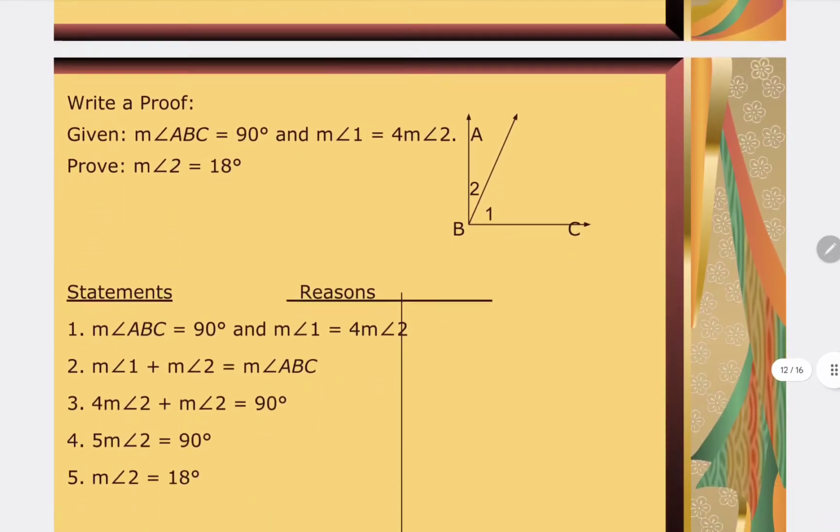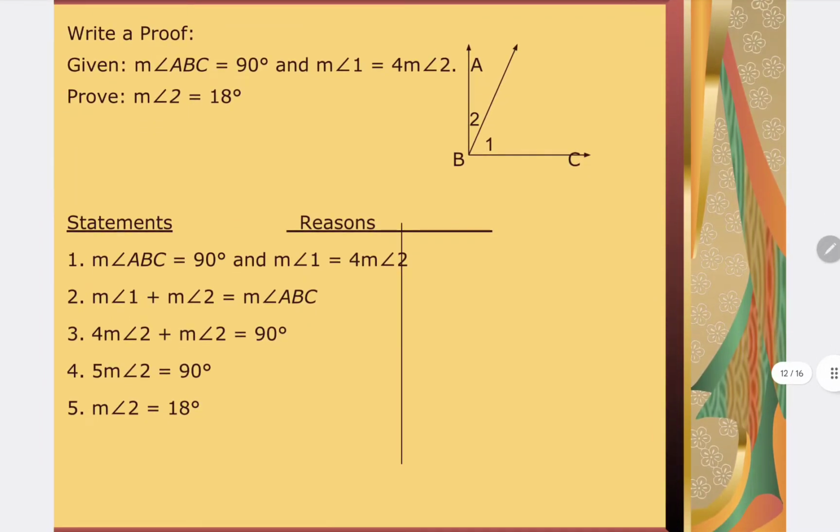Moving on from there, I want to write a proof. I am given the measure of angle ABC is 90. So this angle here, 90 degrees. And I'm also given that the measure of angle 1 is equal to 4 times the measure of angle 2. I need to prove that the measure of angle 2 is 18 degrees. So I start off with both of my given statements, and it is okay to write both your given statements at the beginning.